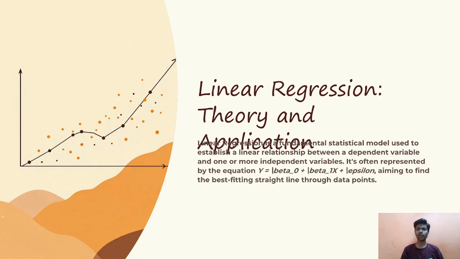Linear regression: theory and application. Linear regression is a statistical model used to establish a linear relationship between a dependent variable and one or more independent variables. It is often represented by the equation y = beta 0 + beta 1 x + epsilon, aiming to find the best-fitting straight line through the data points.